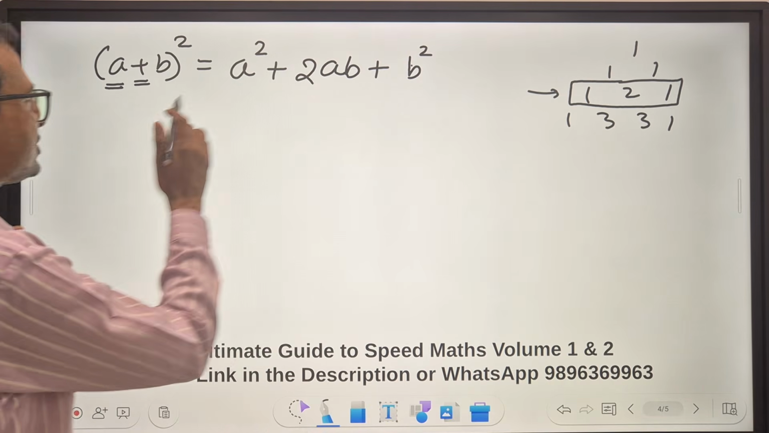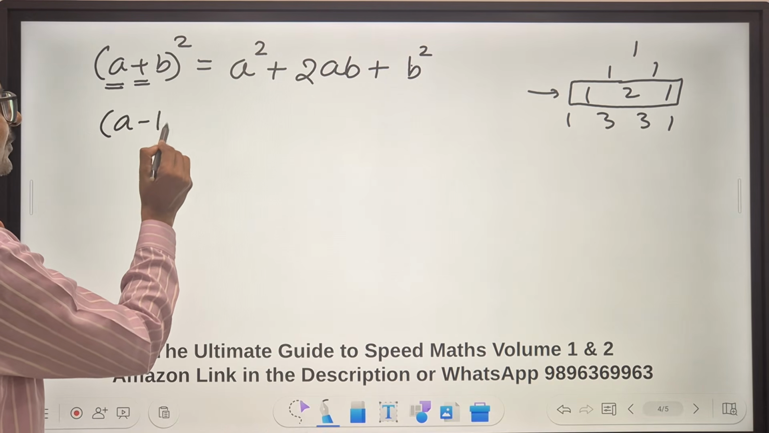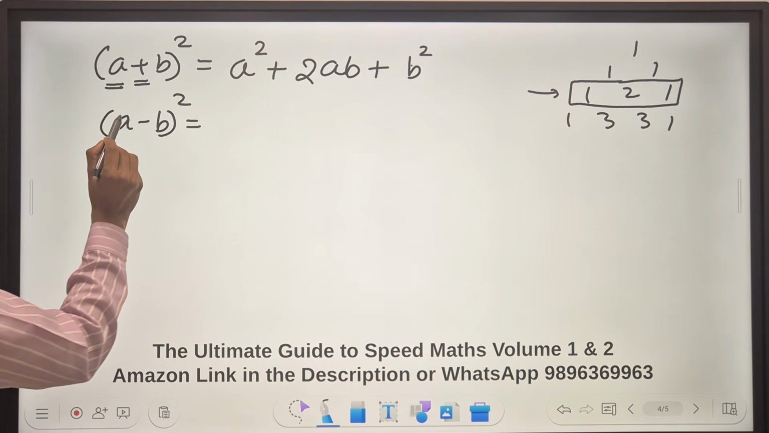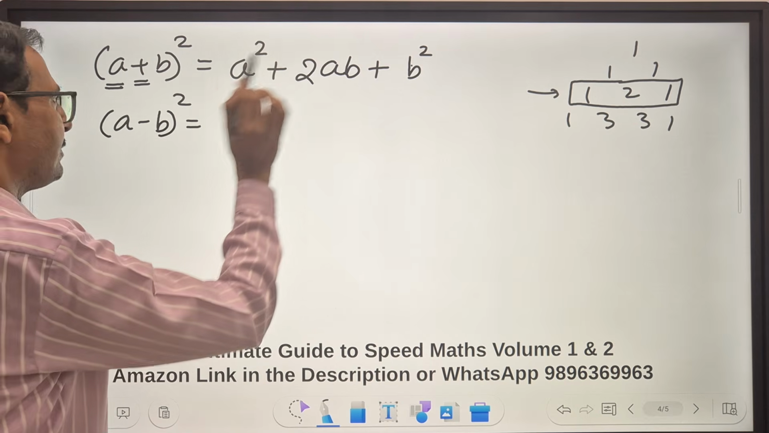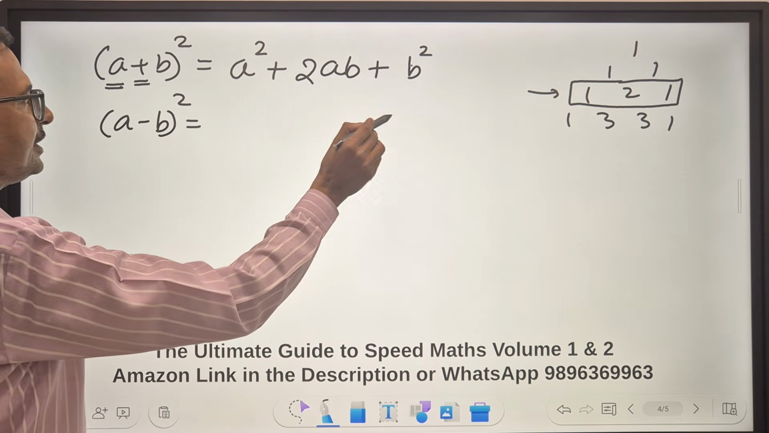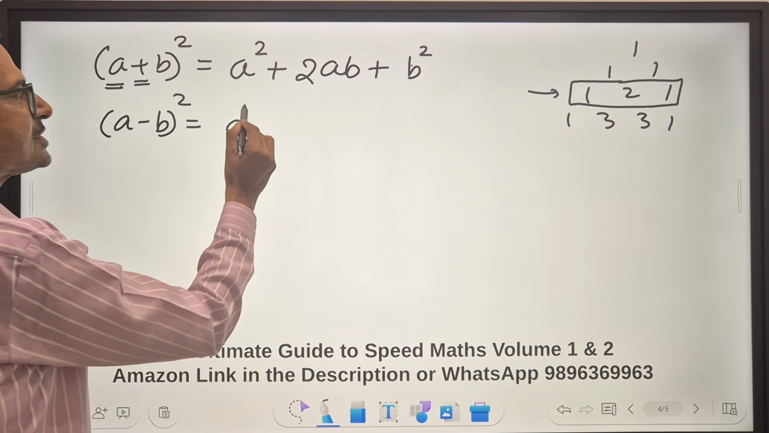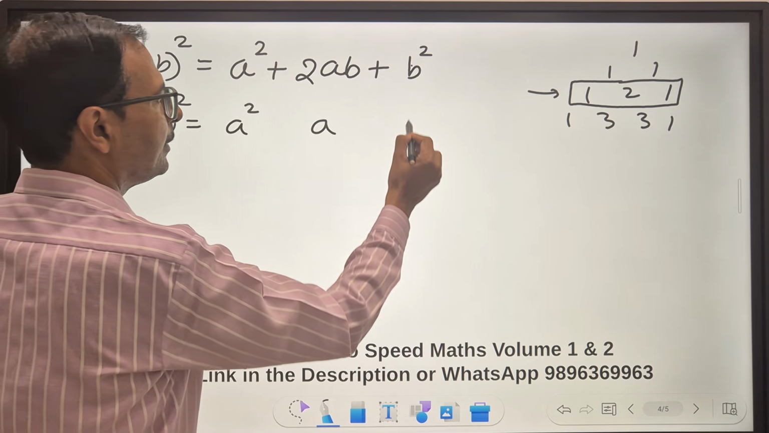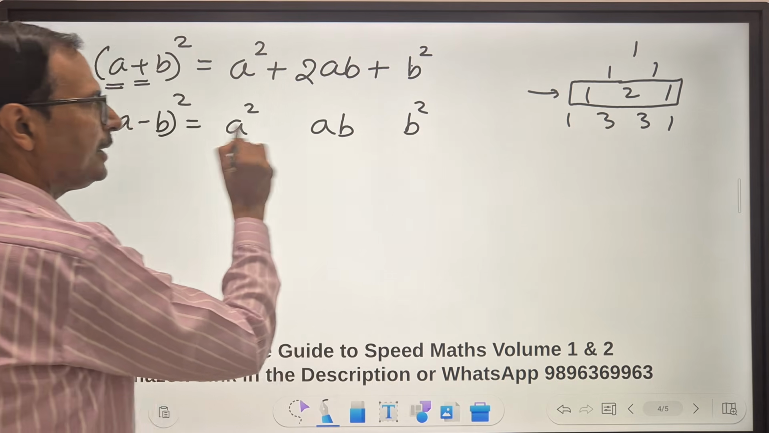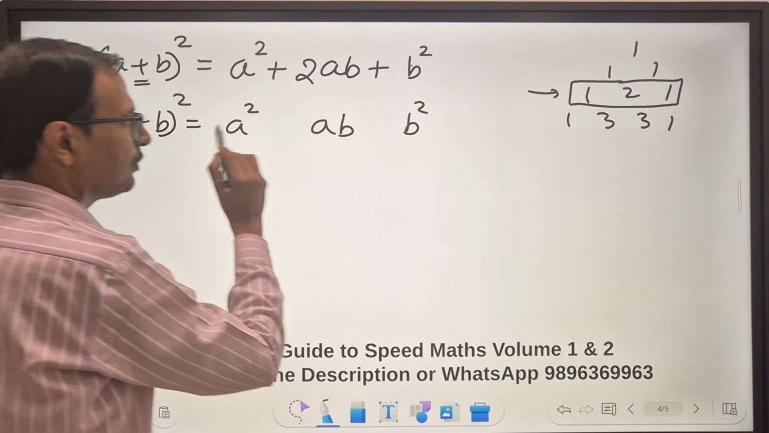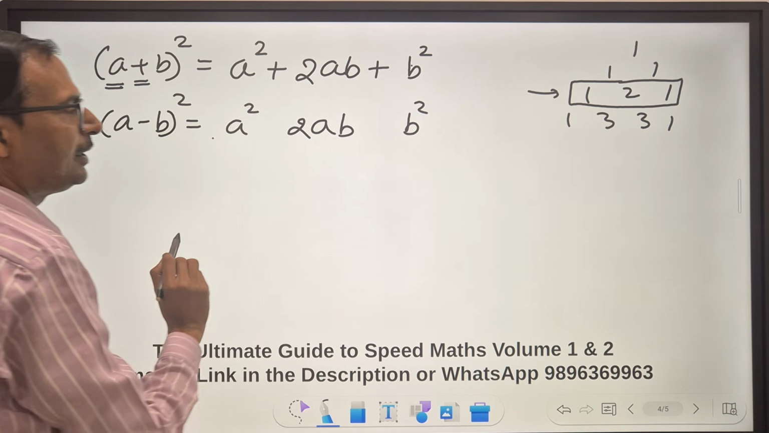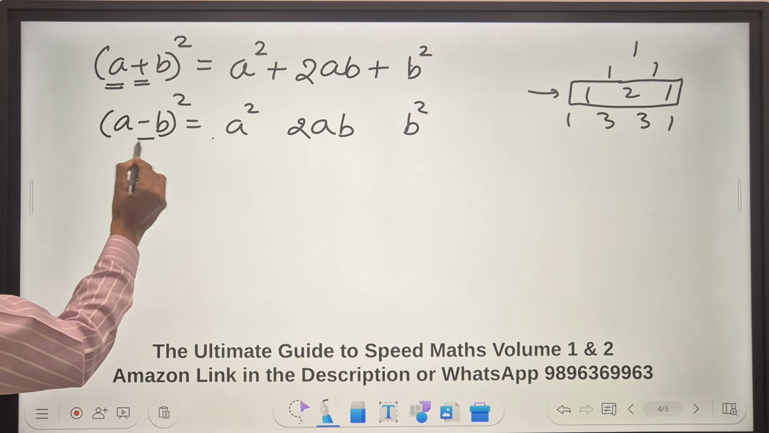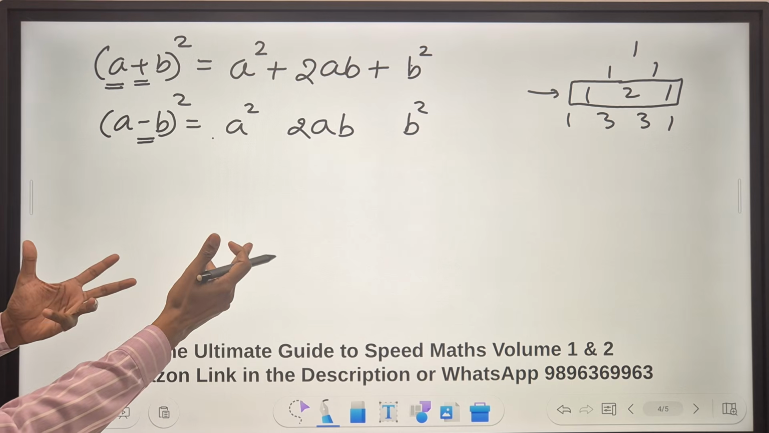So let's extend this to a minus b whole square. Now, whenever you have a minus sign, you will do the same thing. Power 2 means 3 terms. Start with a square, a and no a, b square, b and no b, then 1, 2 and 1. Now, when we have a minus sign, there is one extra thing you have to do.